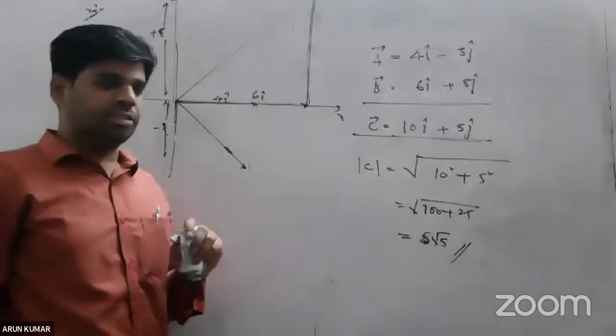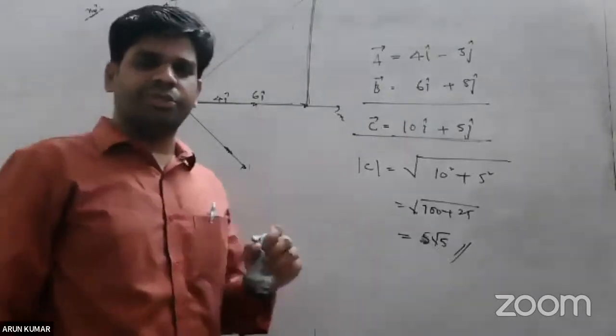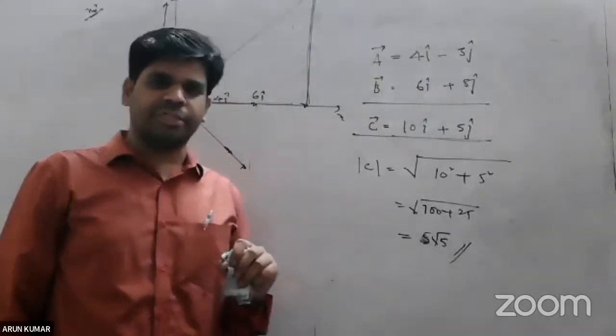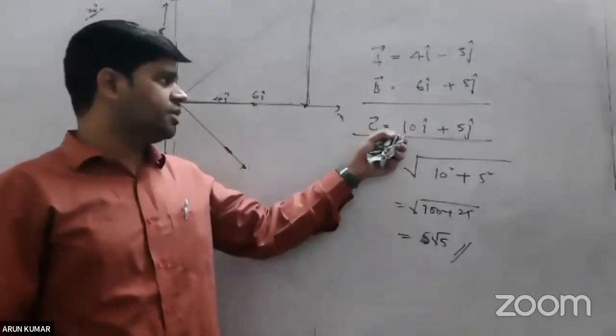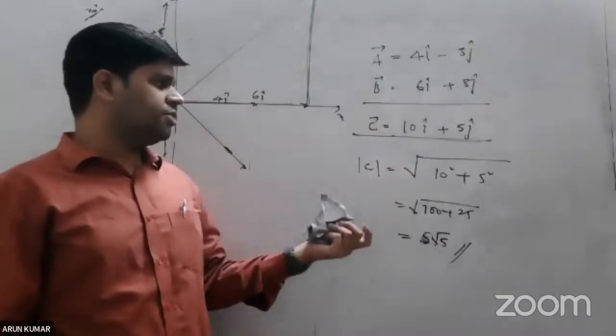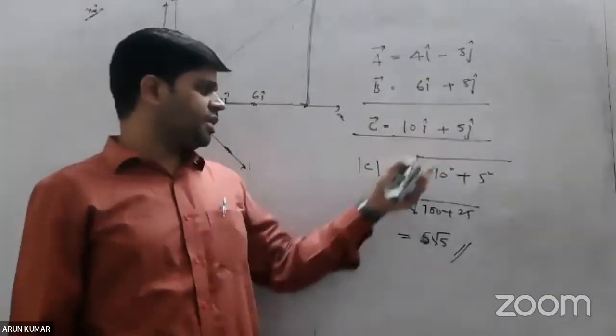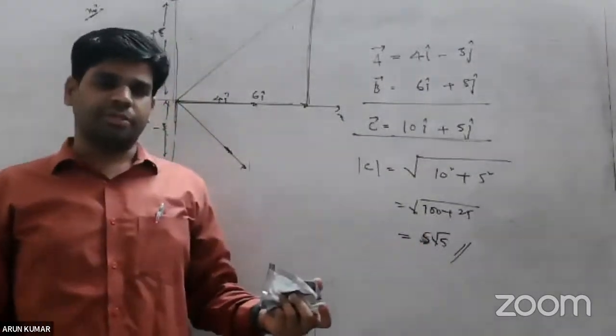Now he's also asking the direction. Direction means he's asking for the unit vector. If someone says what is the direction of a vector, I want a unit vector in that direction. So what do I do? C bar by mod C is my unit vector. 10i cap plus 5j cap by 5 root 5 is my unit vector.